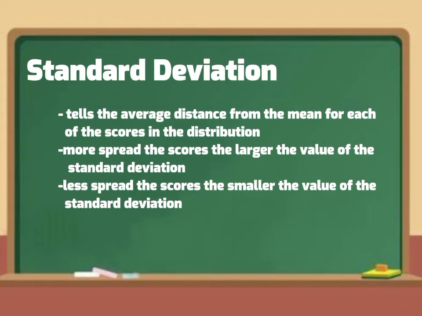The standard deviation. Standard deviation tells the average distance from the mean for each of the scores in the distribution. The more spread out the scores are, the larger the value of the standard deviation. The less spread out the scores, the smaller the standard deviation.